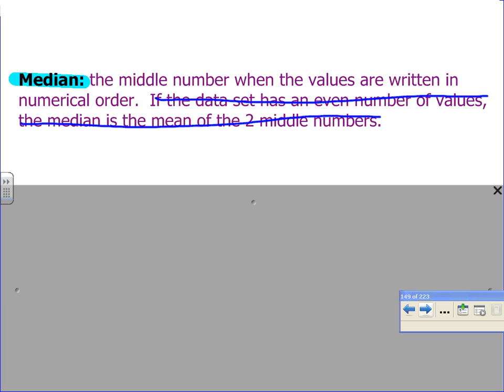So I'll say that again. If there's an even set of data points, you take the middlemost numbers, you add them, divide by 2. If there's an odd number of data points, it's really easy because all you do is take that middlemost number. There's only going to be 1. And we're going to do an example so I can show you guys that. So the median, if there's an odd set of data points, it's easy. If there's an even set of data points, you have to find the middlemost numbers, add them, divide by 2.